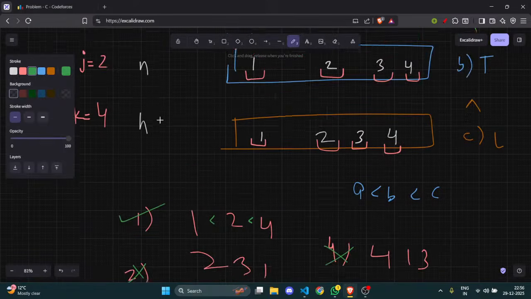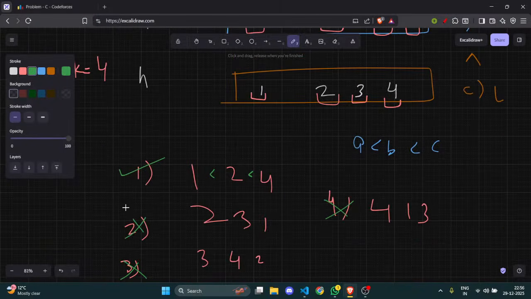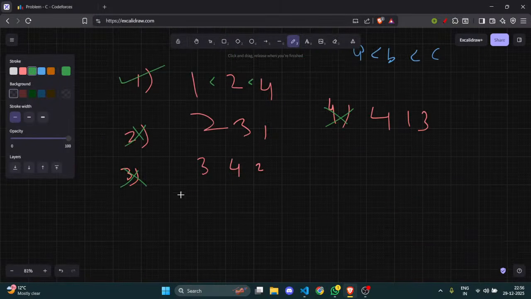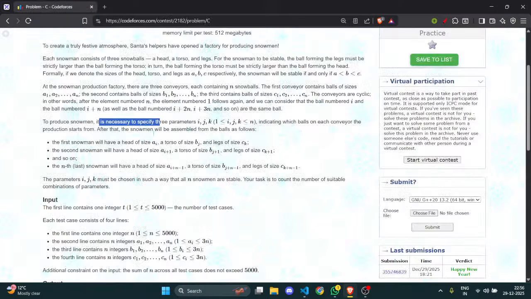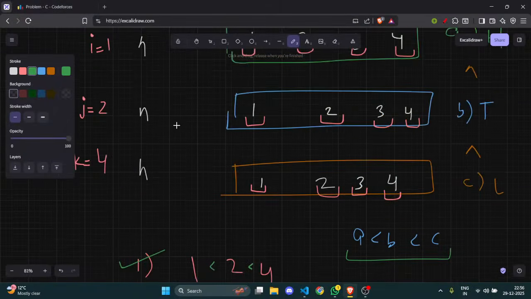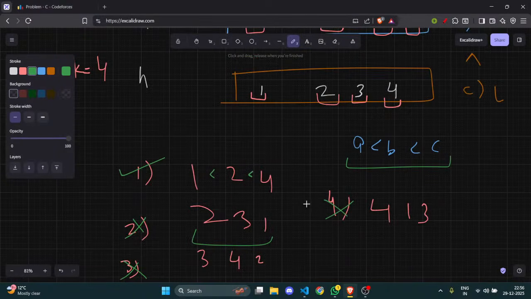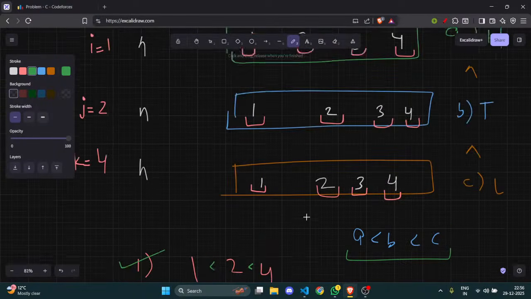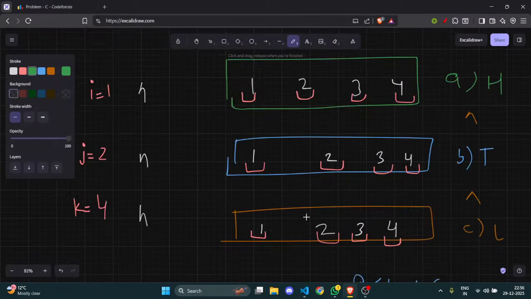But the question requires that we choose i, j, k such that all four snowballs are valid. All four of these snowballs which I have made should be marked with a tick, because for all of them A greater than B and B greater than C should be satisfied. So this was not a valid choice of i, j, k because only one of them was correct. We need all n choices to be correct. So we need to output the number of possible choices of i, j, k which can make all the snowball choices correct. Correct means A greater than B, B greater than C.